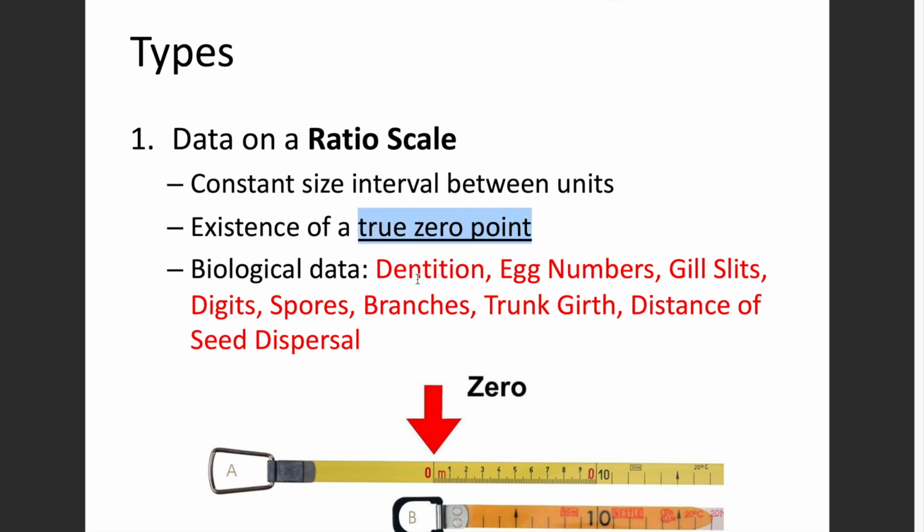For example, dentitions, egg numbers, gill slits, the number of digits of an animal, the number of spores that it produces, the branches, the trunk girth, the distance of seed dispersal, the height, and so on and so forth. This is our ratio scale. There is a true 0 point.